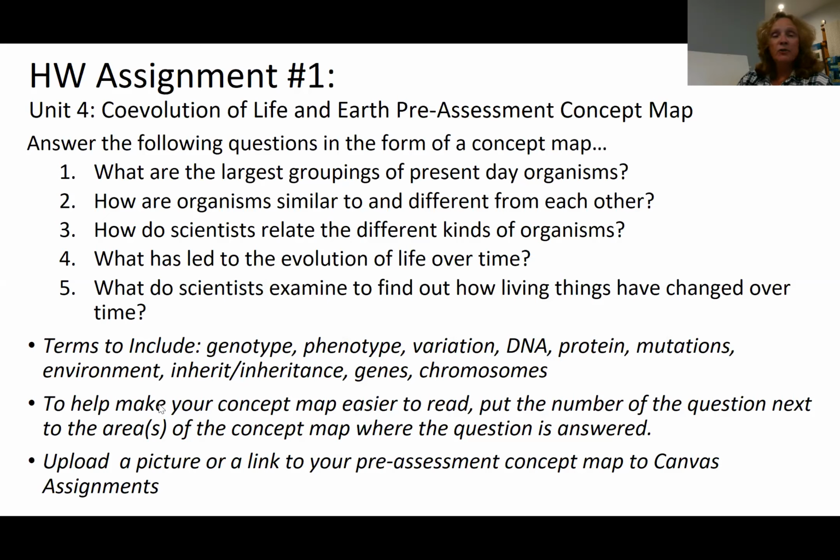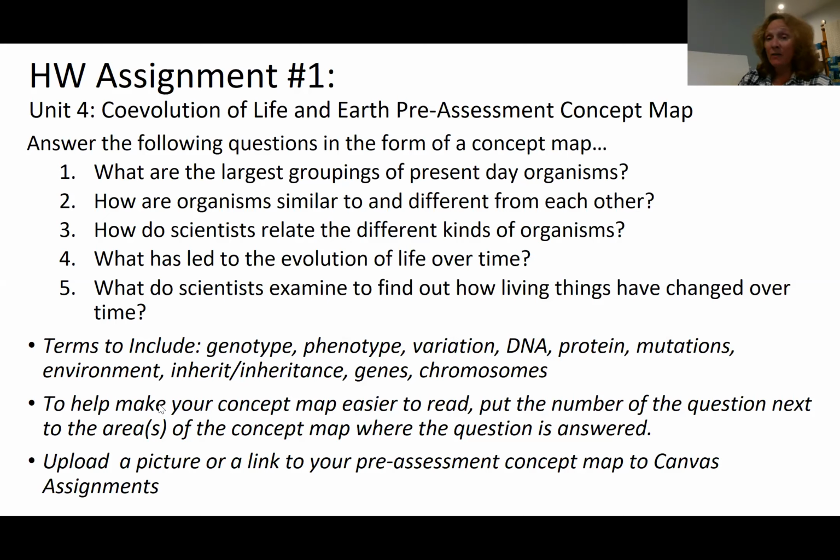So the 5 questions you're seeing there are, 1, what are the largest groupings of present-day organisms? You might or might not know what those things are. 2, how are organisms similar to and different from each other? 3, how do scientists relate the different kinds of organisms? 4, what has led to the evolution of life over time? And 5, what do scientists examine to find out how living things have changed over time?